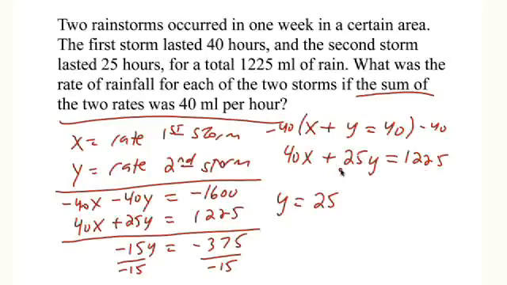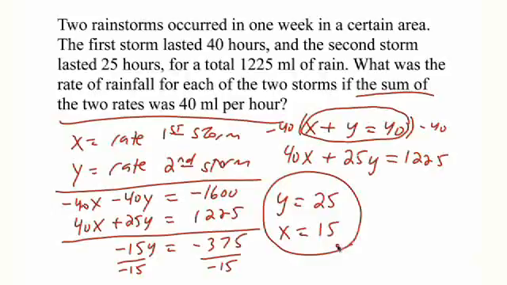Go back to this simple equation here, x plus y equals 40. If y is 25, what do you add to 25 to get 40? Well, 25 plus 15 would give me 40. So x is 15, y is 25. And that's pretty much the solution to the word problem.